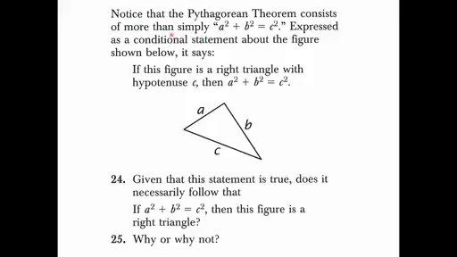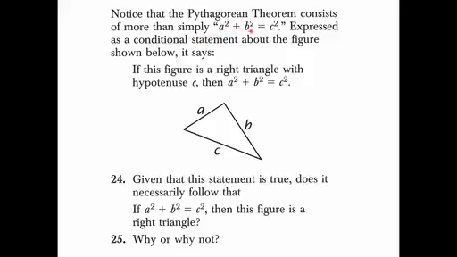Next, notice that the Pythagorean theorem consists of more than simply a squared plus b squared is c squared. Expressed as a conditional statement about the figure shown below, so I'm thinking conditional statement, there must be an if and a then involved. So good practice reading directions. Try to do that one yourself.